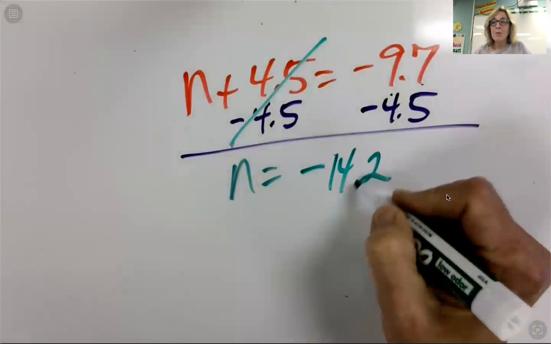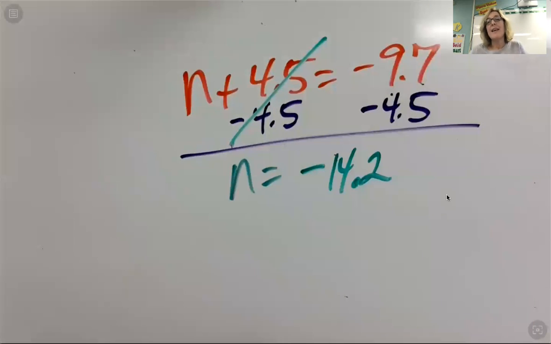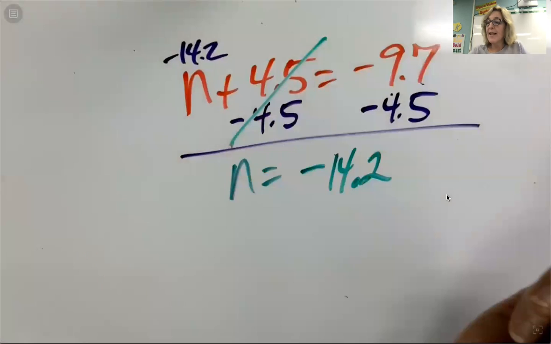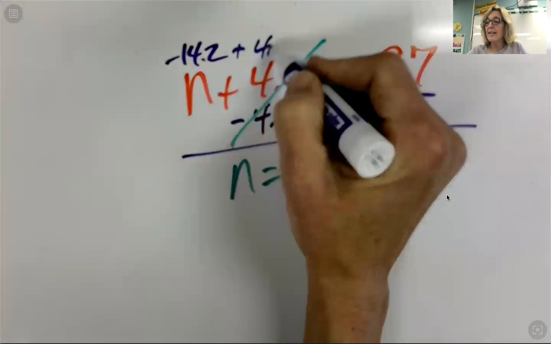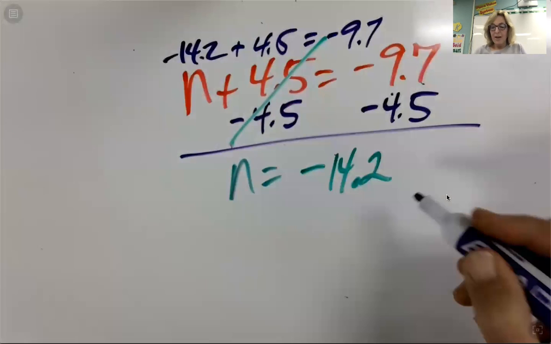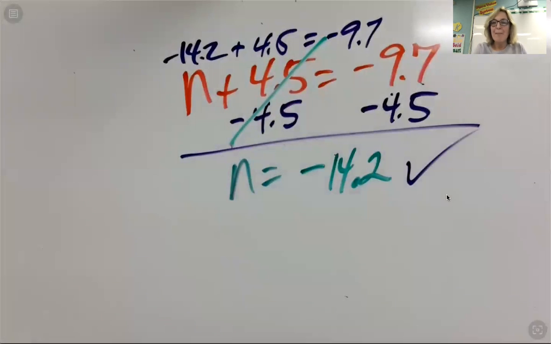And once again, we want to verify that that answer works as the solution. And so we could put negative 14 2/10 in for n. We could add 4 5/10 to that, and we should get negative 9 7/10, and that looks like that is true. So I'm going to check it off and say, good job.